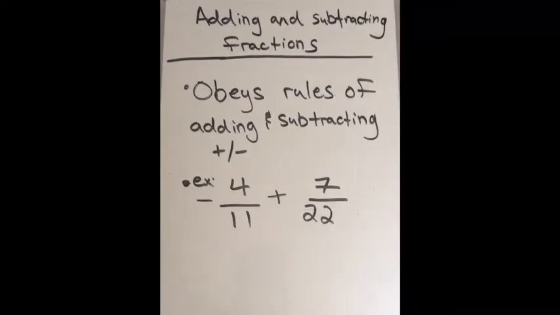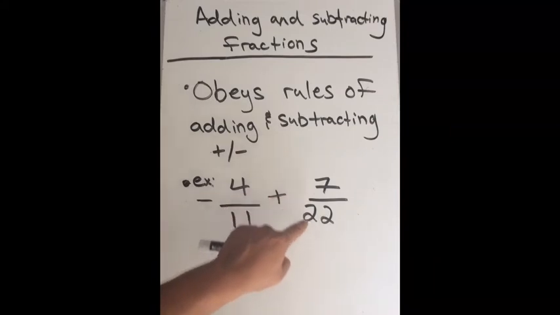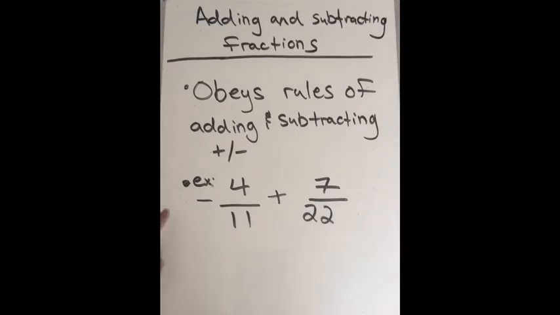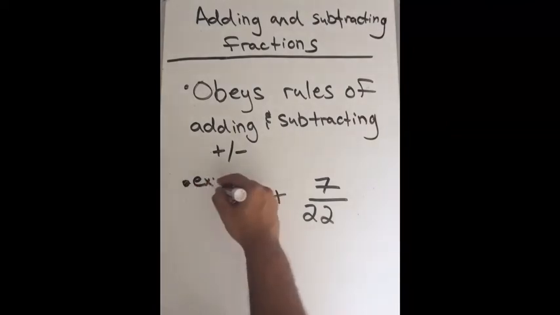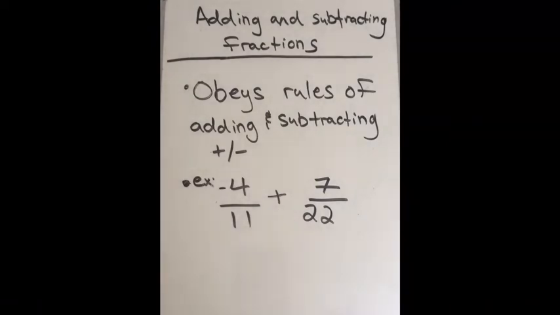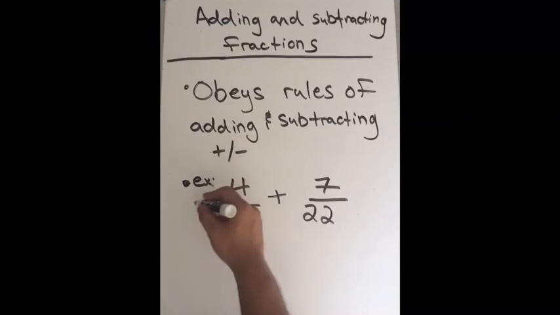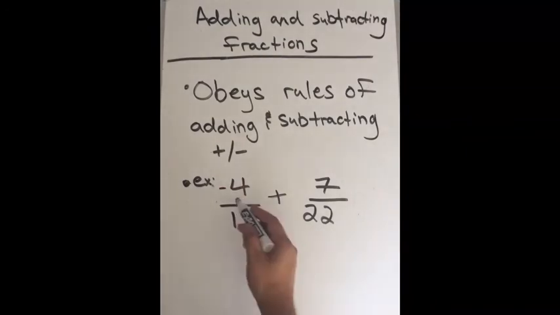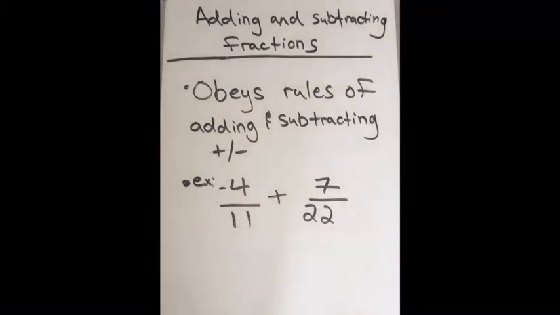Another thing to consider about adding and subtracting fractions is that they obey the rule of adding and subtracting positive and negative numbers. In the example here, we have -4 over 11 plus a positive 7 over 22. To make this problem a little easier, we can consider the negative to be with the 4. It's the same thing as having the negative out over here, but when we go to add these fractions, it'll be easier to consider the negative right here in the numerator.